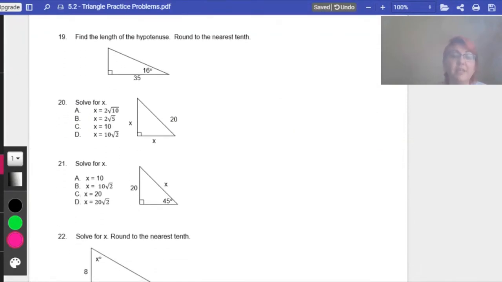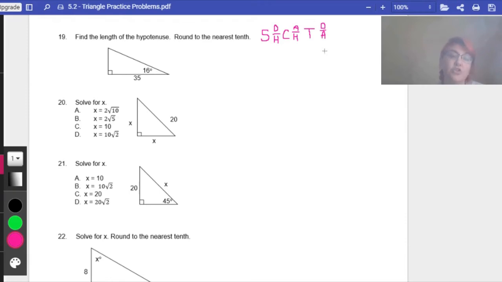Page 4, we're going to find the length of the hypotenuse, and we're going to round it to the nearest tenth. Now, here is where we're going to need to use trigonometry. And we remember that sine is opposite over hypotenuse. Cosine is adjacent over hypotenuse. And tangent is opposite over adjacent.